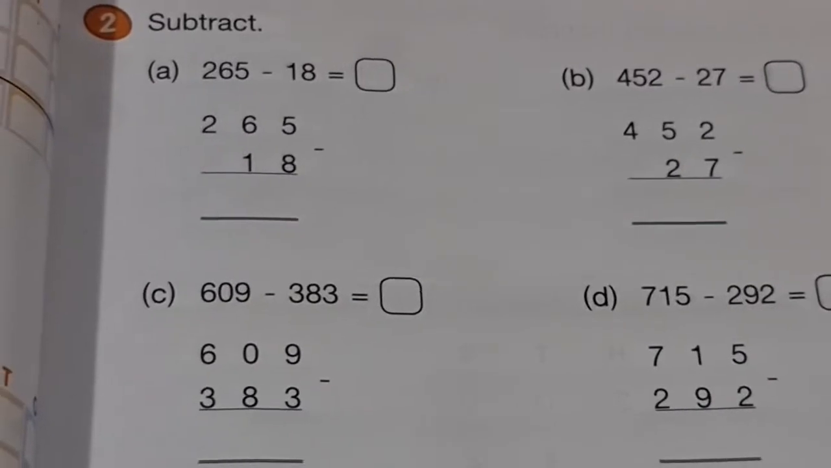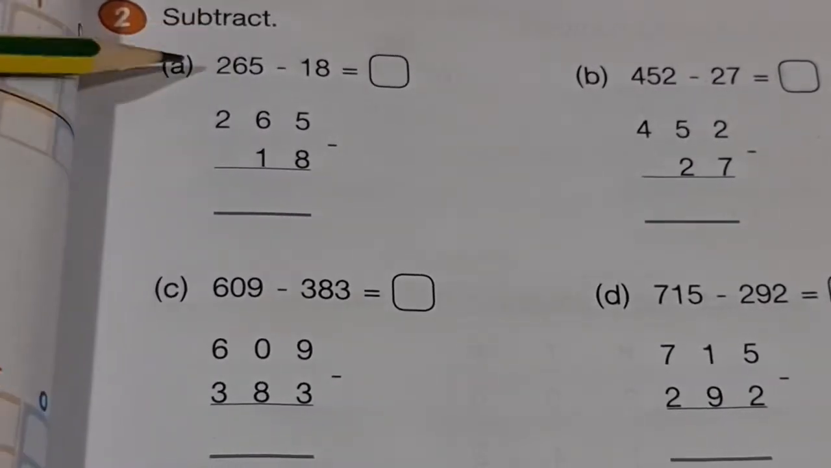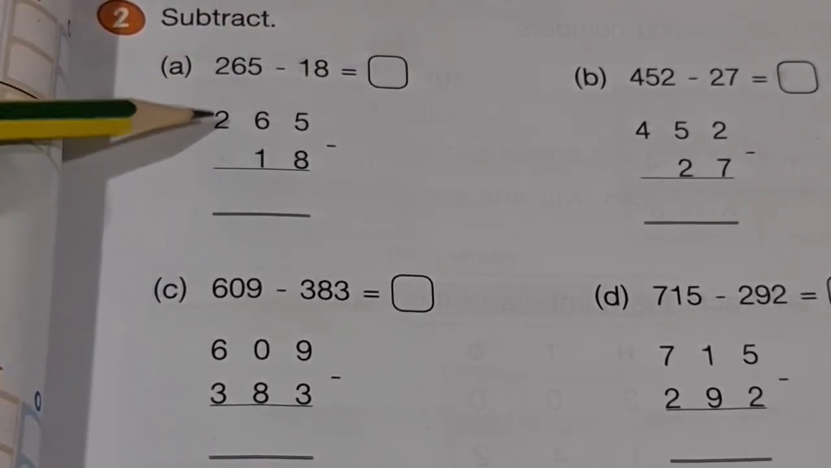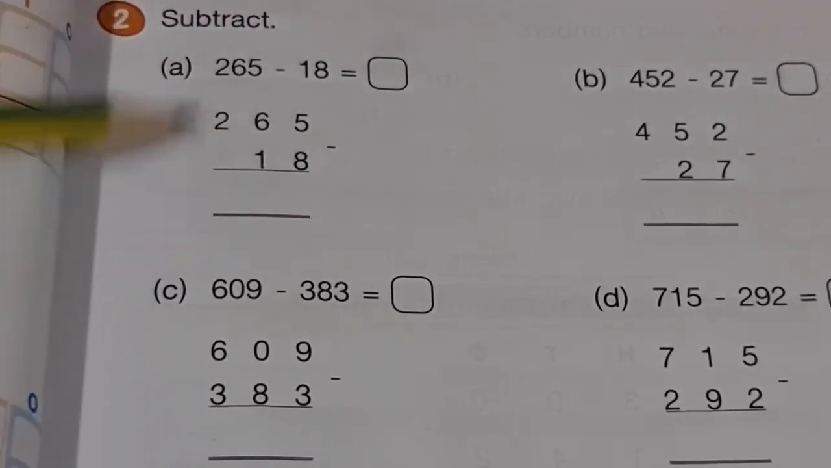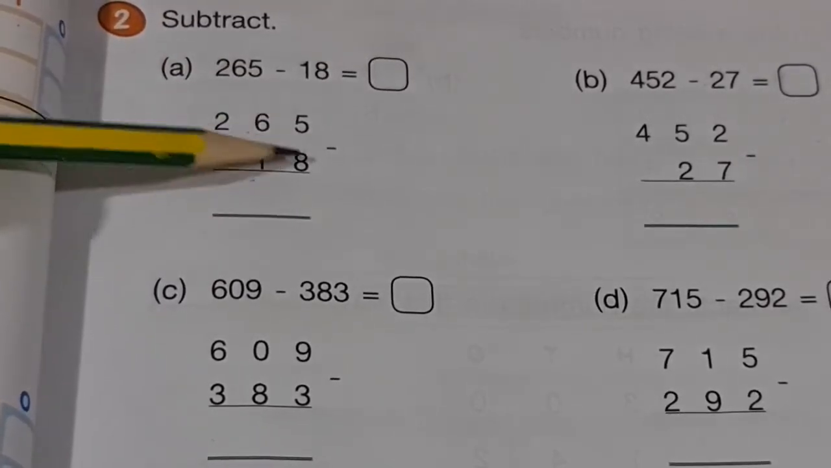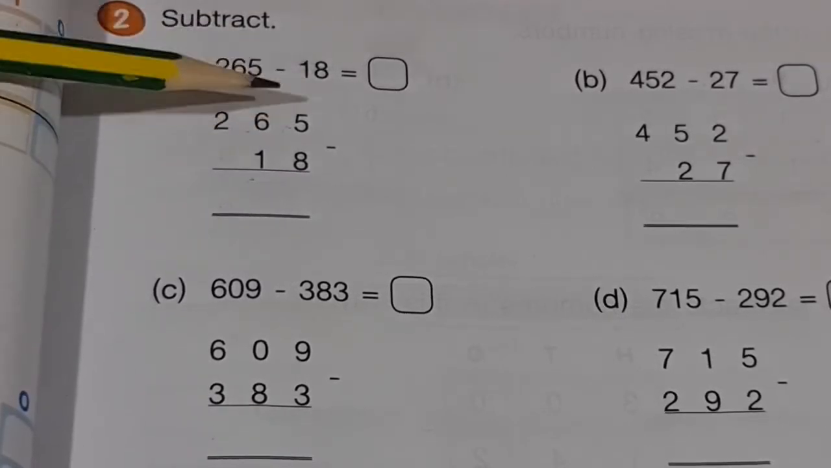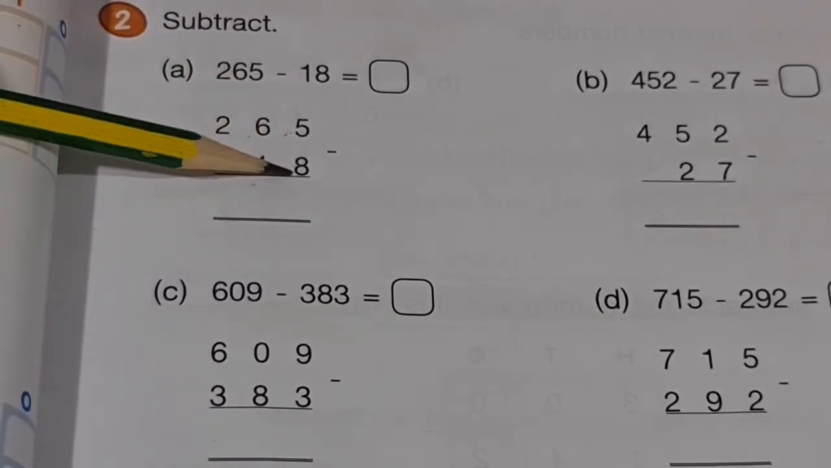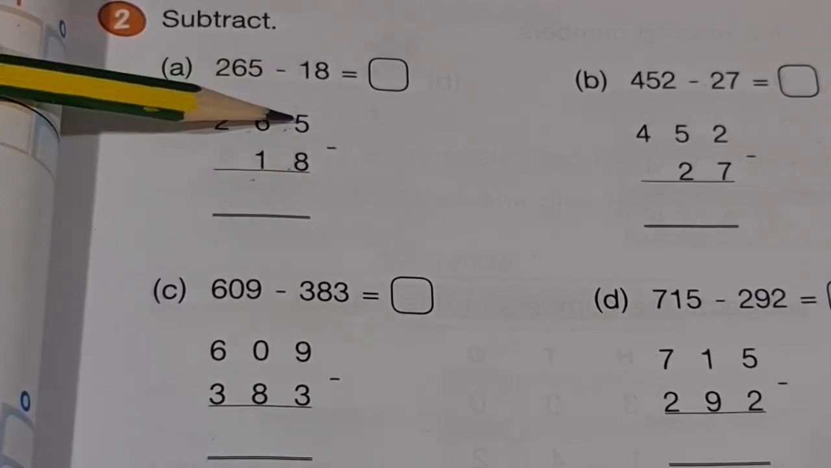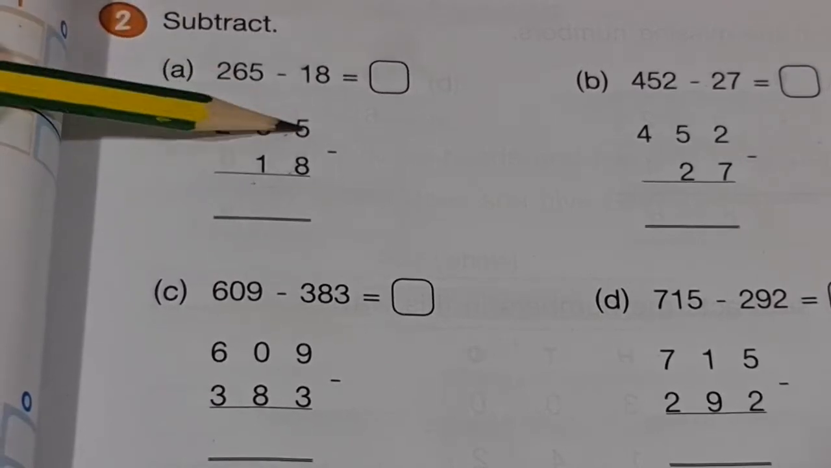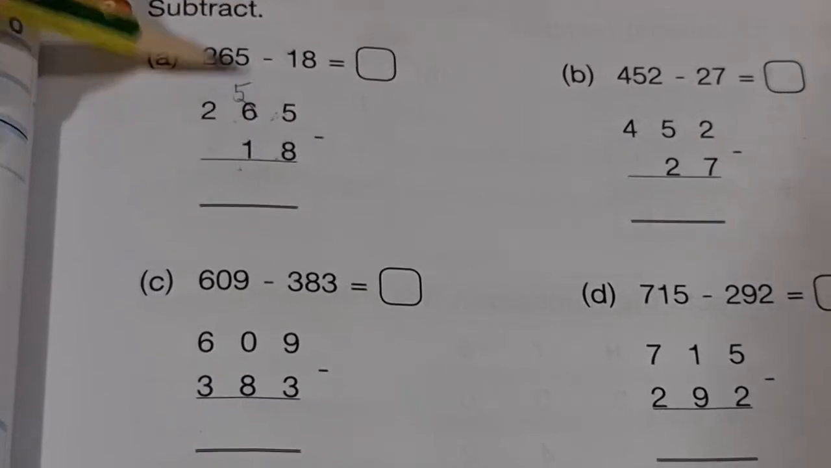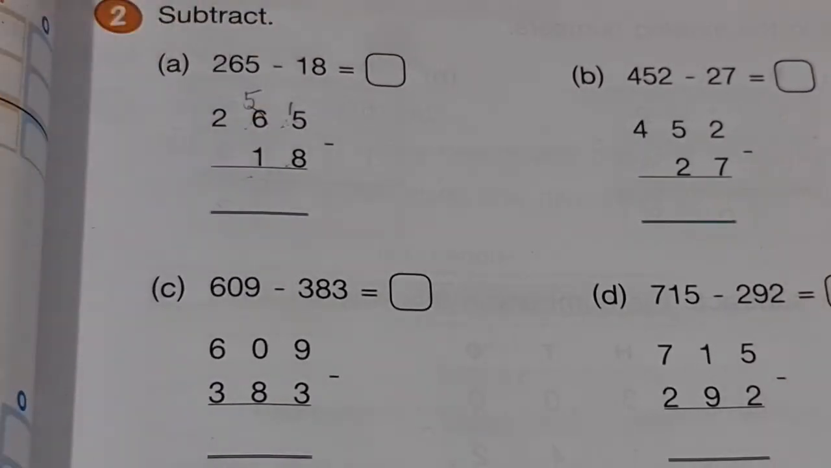Now, let us try. 265 minus 18. It's already here, written in the place value form. Let us try 265 minus 18. We start at the ones place. 5 take away 8. Cannot be. 8 is big number. 5 is small number. So 5 will borrow from 6. 6 will become 5 and 5 will become 15.